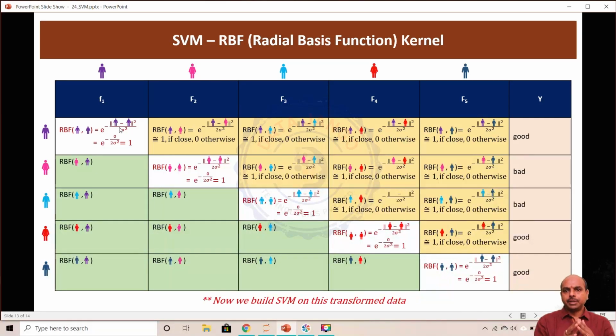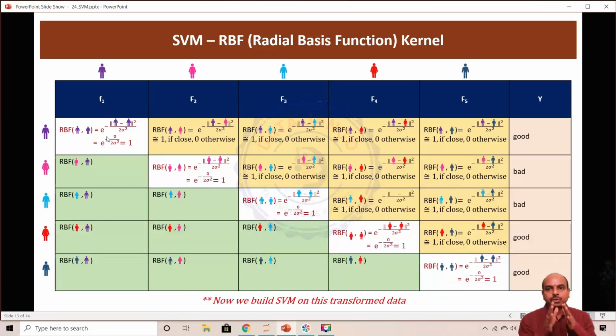So between the same records, same vectors, if you try to calculate a norm, you get 0, right? The vector is 3 4 5, and you try to calculate the norm of 3 4 5 and 3 4 5. It's going to be the square root of (3 minus 3) square plus (4 minus 4) square plus (5 minus 5) square. So it's going to be 0, right? So e power minus 0 divided by 2 sigma square is e power 0. E power 0 is 1.